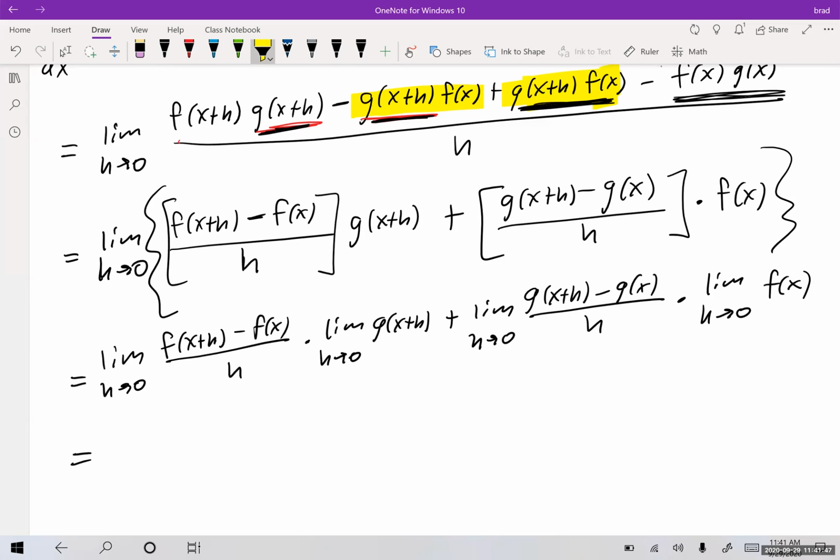Now this should look awfully familiar to you. What does that look an awful lot like? Well, isn't that the limit definition of the derivative of f of x? So this becomes f prime of x.